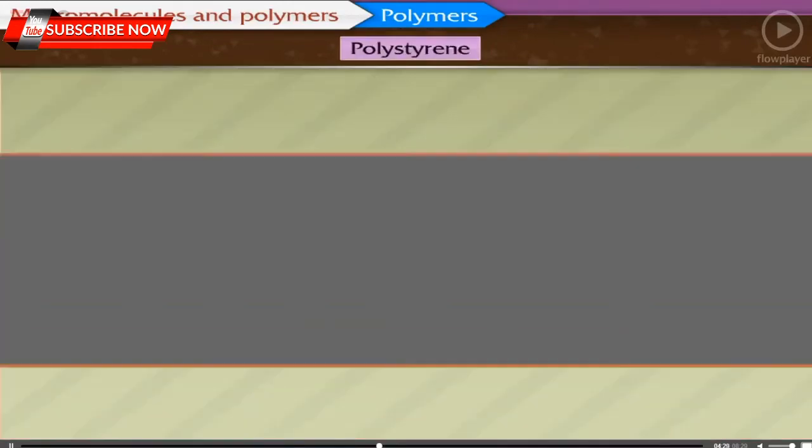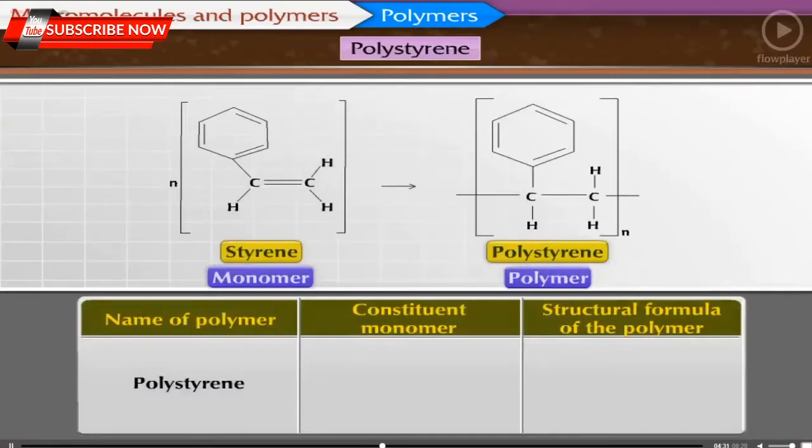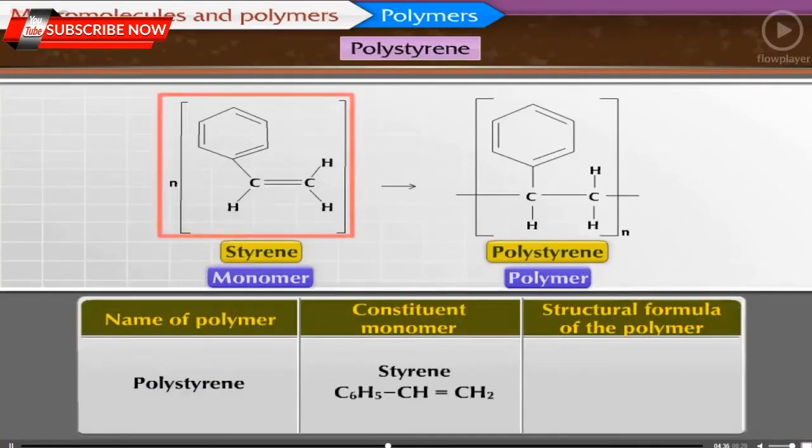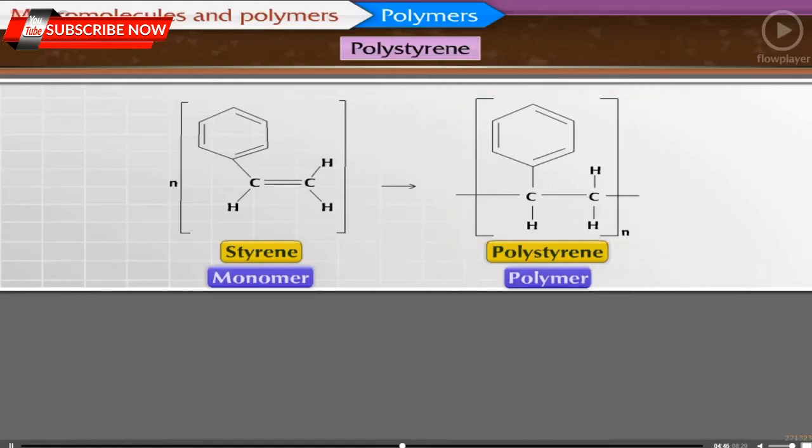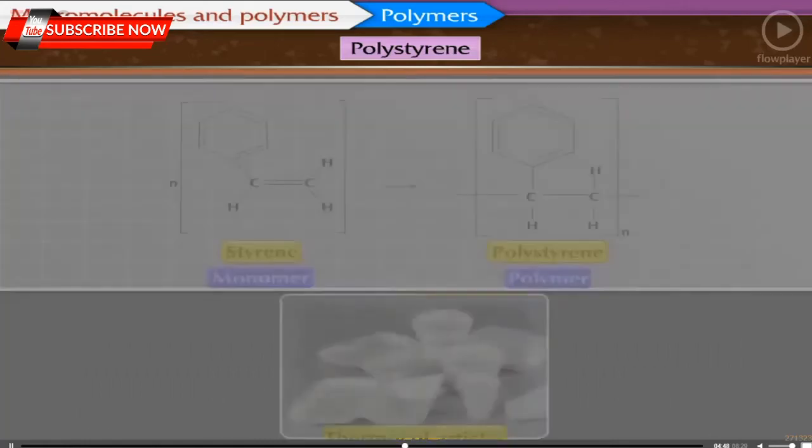Polystyrene. This polymer is made from styrene C6H5CH=CH2 monomer. This is the structural formula of the polymer polystyrene and it is used to make thermocol articles.